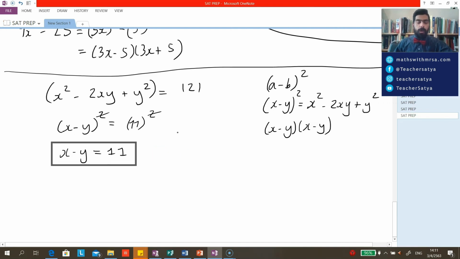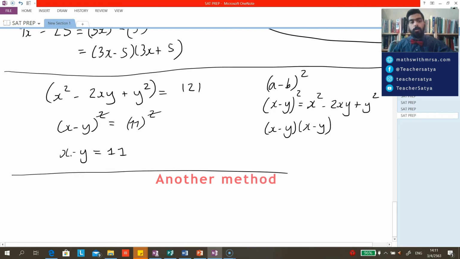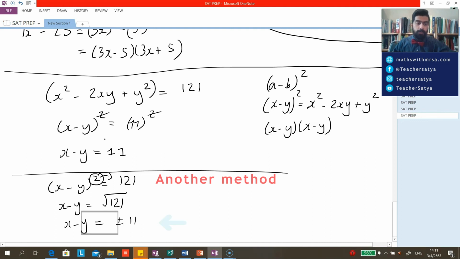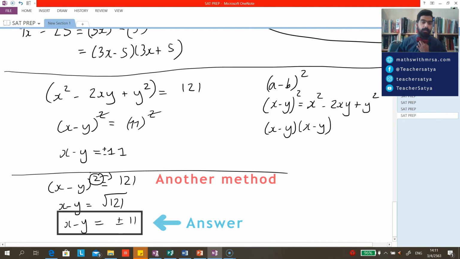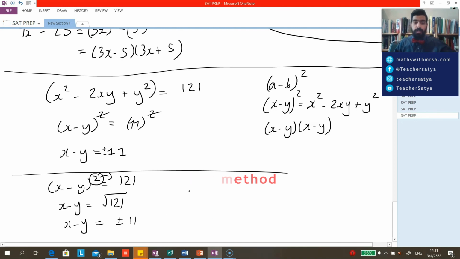Now, there's one more method to solve this. We can also write this as x minus y whole square is equal to 121. And when we transpose the power of 2 to the other side, we would have x minus y is equal to the square root of 121, and hence x minus y would be equal to plus minus 11. Right, guys, this should also be plus minus 11. So in this case, they would usually ask you, what is the value of x minus y? So this is what the question will ask you when given a statement like this.